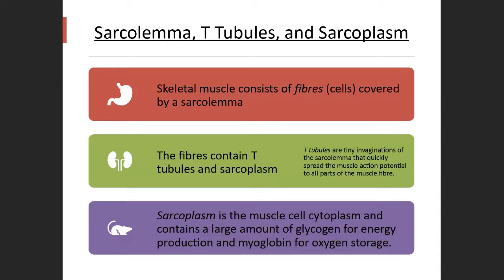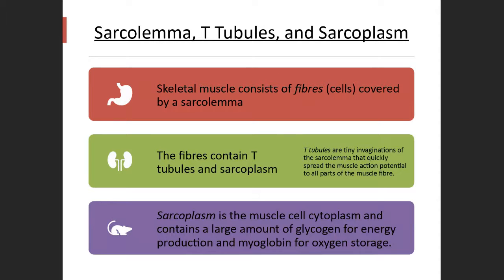Okay, so we're going to go on to the sarcolemma, the T-tubules, and the sarcoplasm. So skeletal muscle consists of fibers that are covered in sarcolemma. And these fibers contain T-tubules and sarcoplasm. So T-tubules are like these tiny little inlets, and they are basically going to spread the action potential, which is the electrical signal, to all parts of the muscle fiber. Because remember, muscle tissue is conductive.